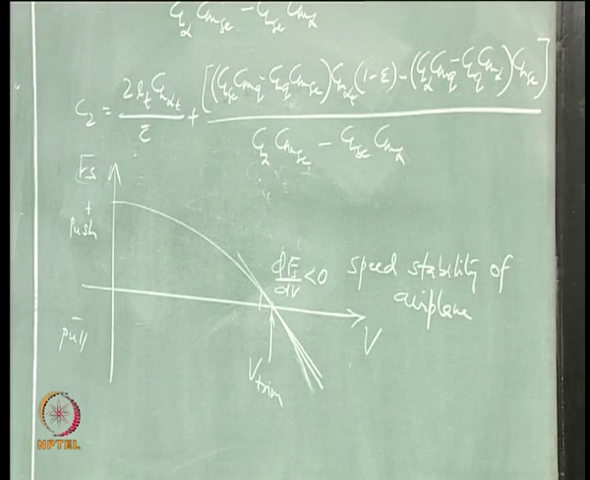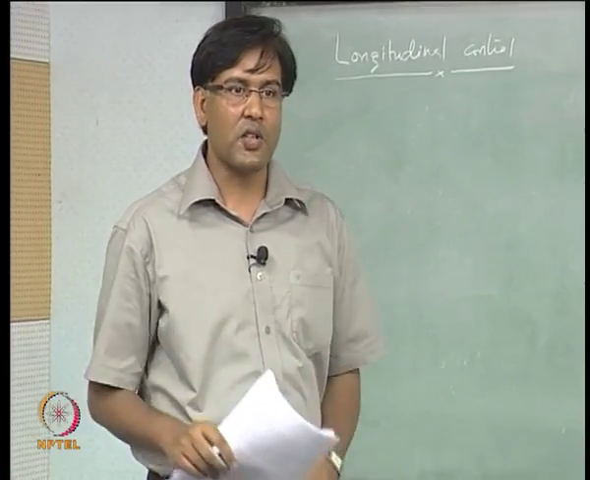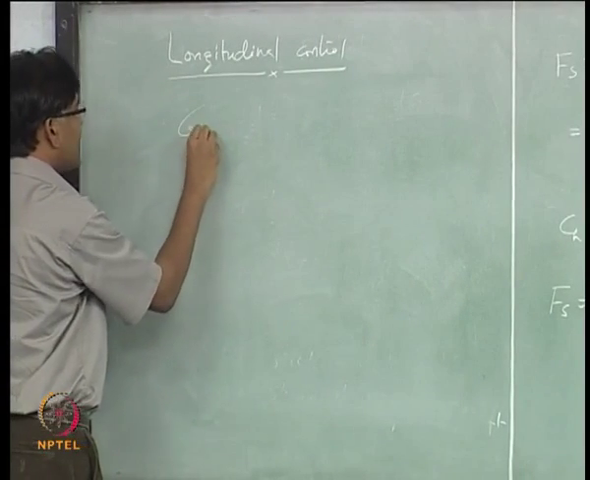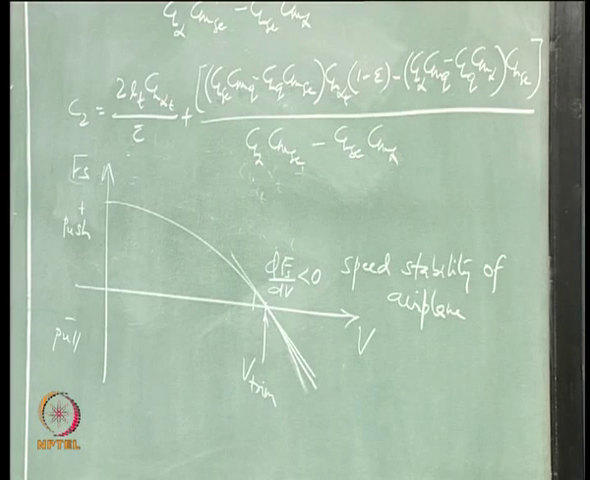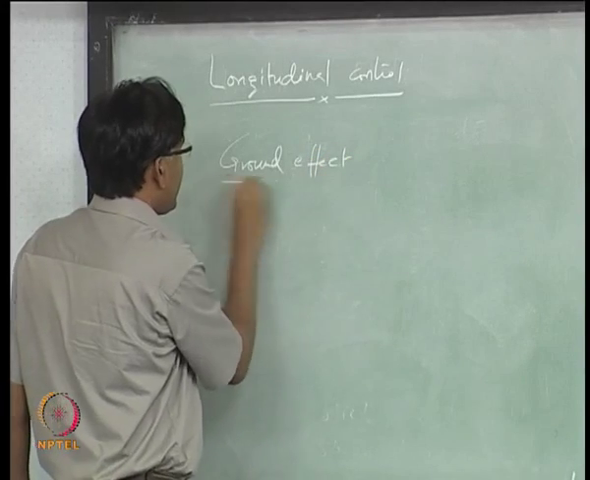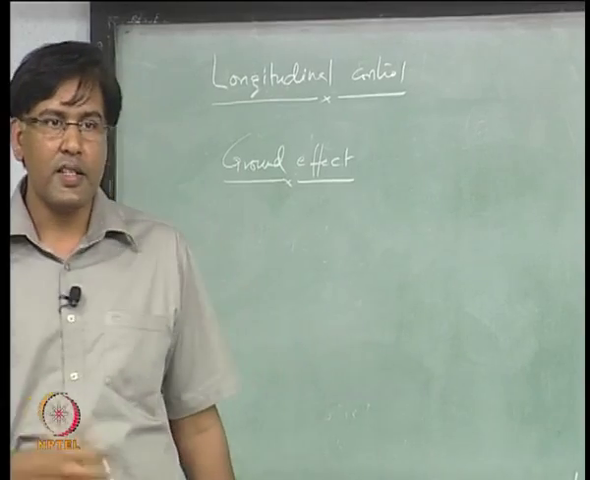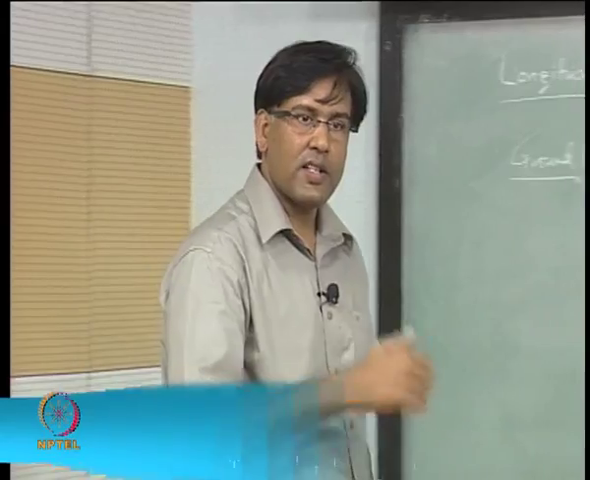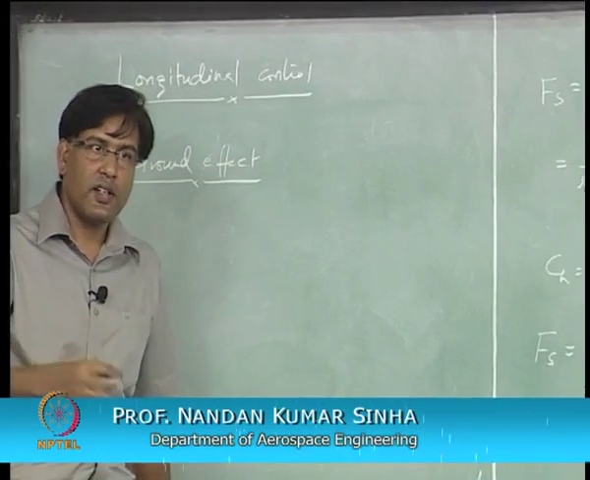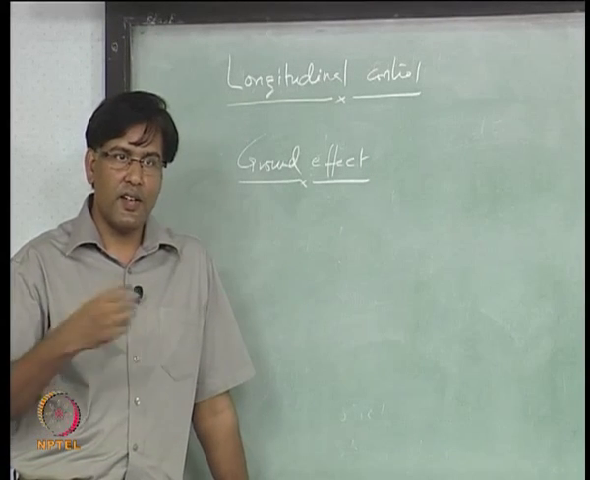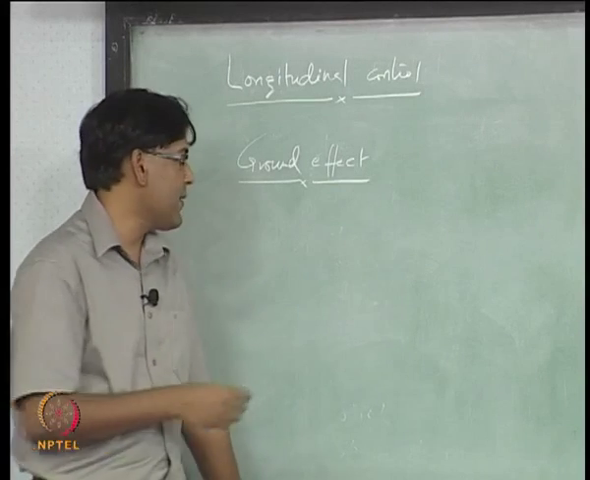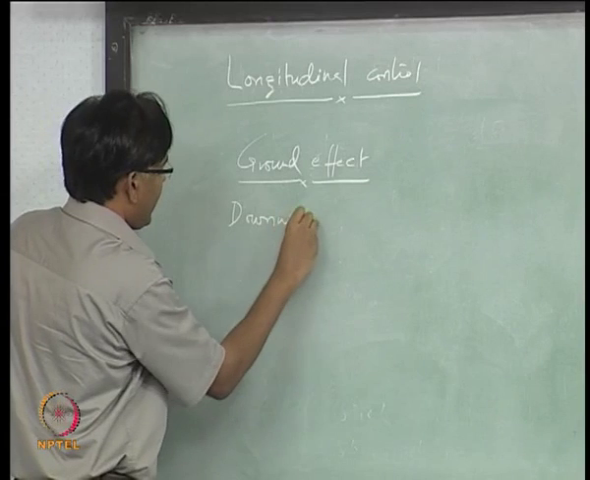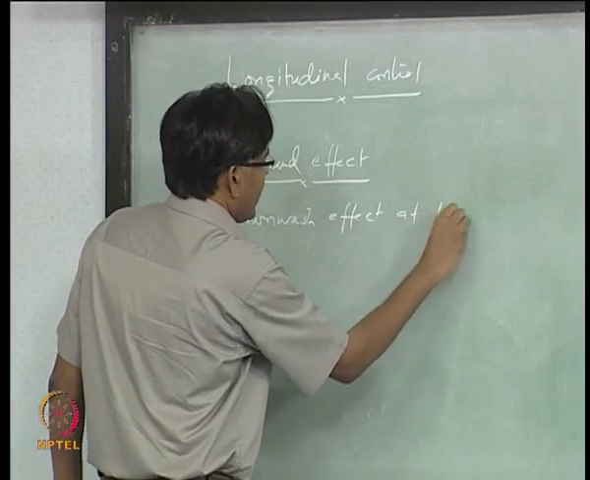Now, clearly the flight in free air is going to be different from the flight very close to the ground, right, and all those parameters that you see there are going to be modified when you are close to the ground. One of the main effects, okay, is that the downwash angle at the tail is going to change, and which way? It's going to increase or decrease? It's going to decrease. Downwash effect is going to decrease, okay, when you are close to the ground. So this is one of the major effects, okay.